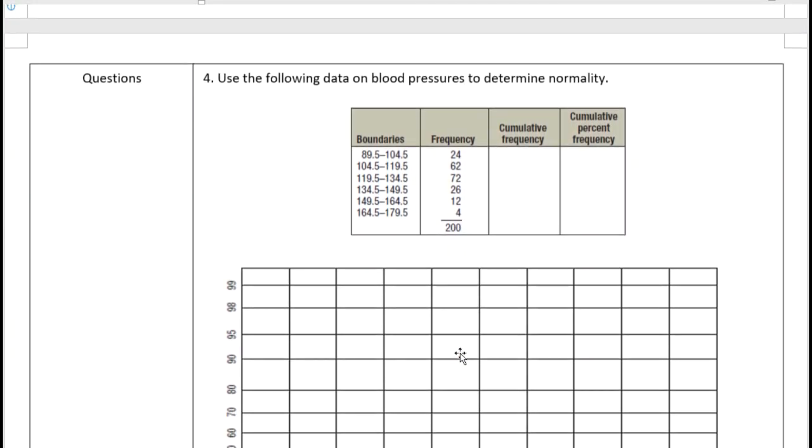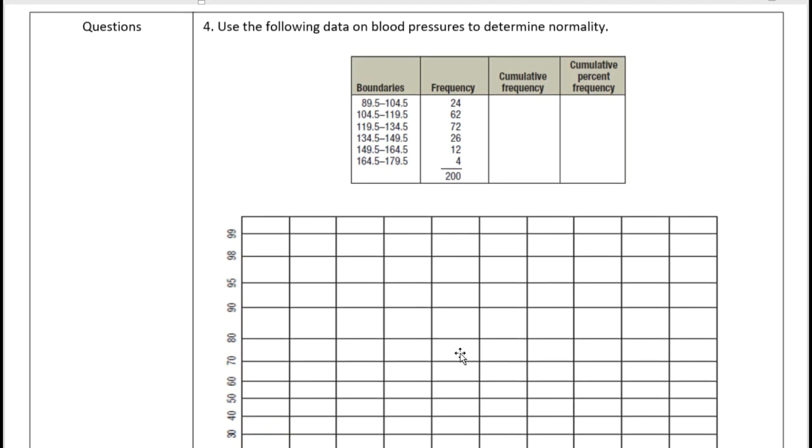So let me show you how that looks. Let's look at number 4. We want to use the data on blood pressures to determine whether it's normal. They already had the table for us, we just have to do the cumulative frequencies. Cumulative means you're adding as you go. So you start at 24, and then you continue adding. 24 plus 62 is 86. 86 plus 72 is 158. 158 plus 26 is 184. 184 plus 12 is 196. 196 plus 4 is 200. And there you go, that's the total, which is 200. That's how you do cumulative frequency.